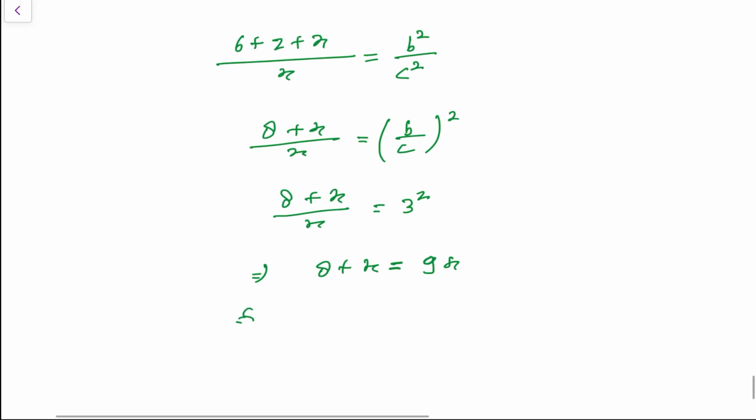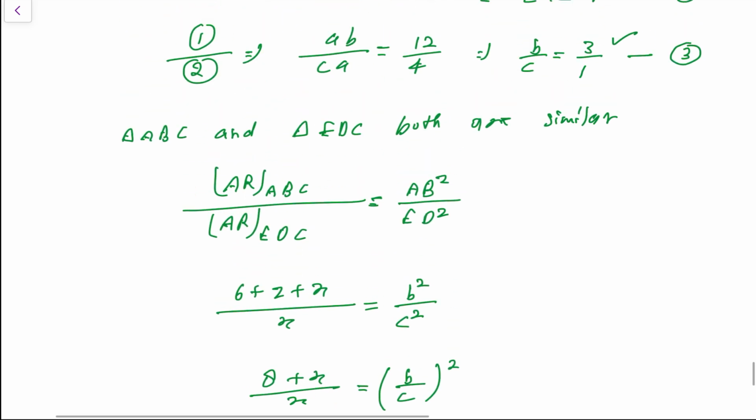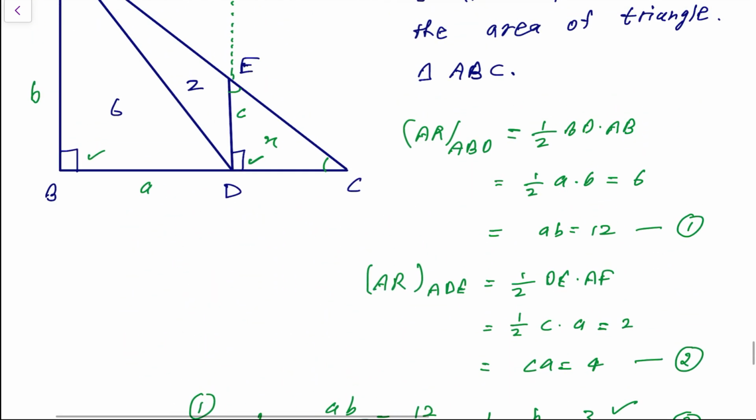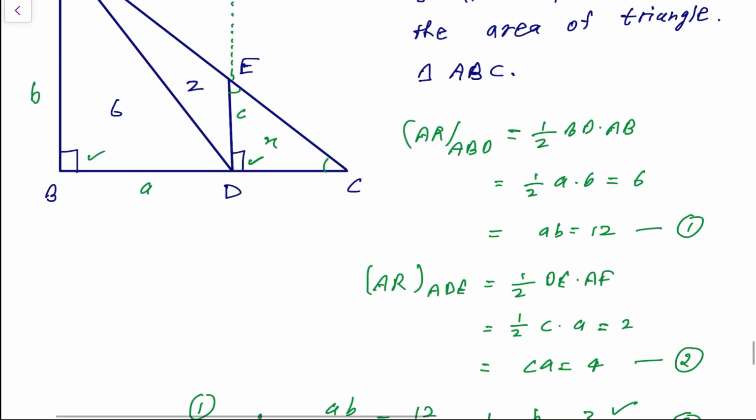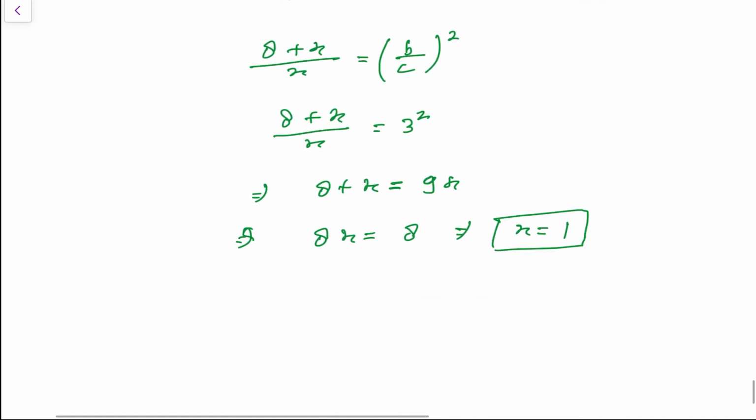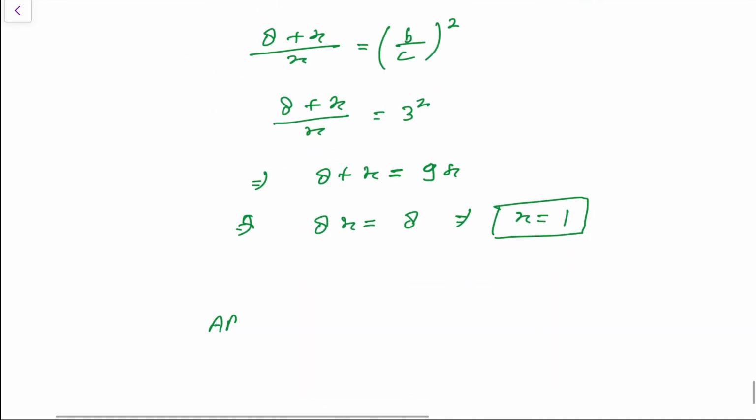Further, it can be written as 8x is equal to 8. That means x will be equal to 1. In this manner, the area of the smaller triangle EDC is nothing but 1 unit. So the area of triangle ABC will be equal to 6 plus 2 plus 1, that is 9, which is the answer to this question.